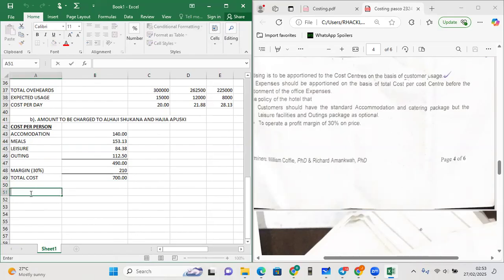So the cost of the 2 people is going to be equal to 700 times 2. So it's what? 1,400. 1,400 will be for the 2 people for the 7 days.